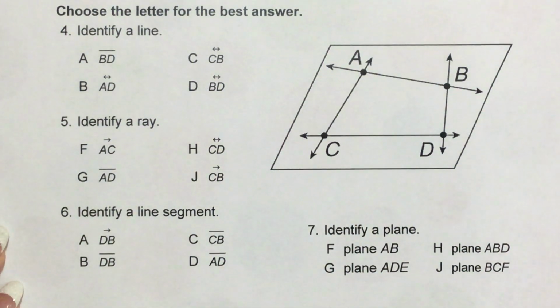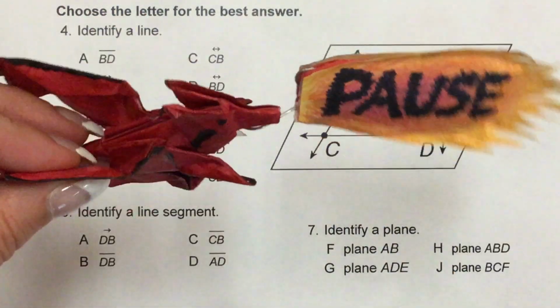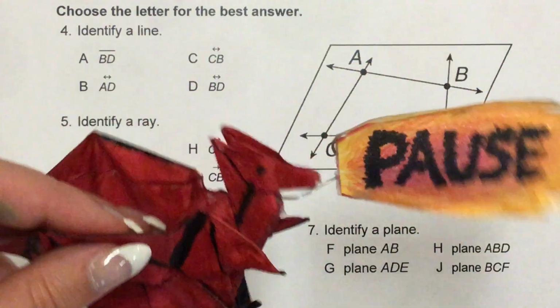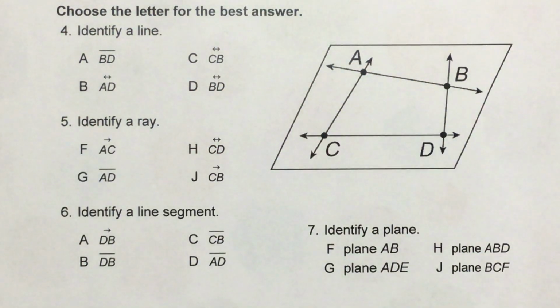And I want you to complete problems 4, 5, 6, and 7. Okay, so these are multiple choice, so you're just going to go ahead and circle the correct answer. And here's our friend the pause dragon. Remind you to pause. Go ahead and work out the 4, 5, 6, 7, and when you get done, press play and we'll go over the results.